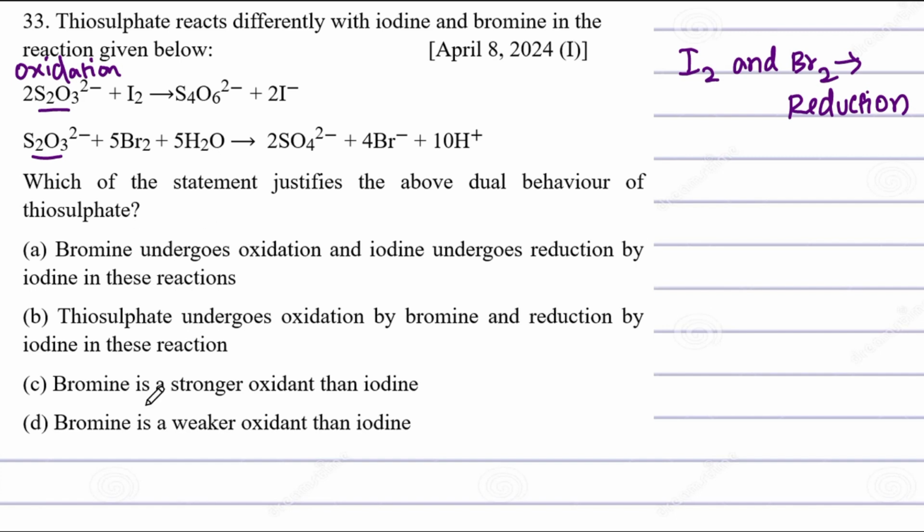So now let us see the options. Bromine undergoes oxidation is given in the first option. That is wrong because both iodine and Br2 undergo reduction. So the first statement is wrong.